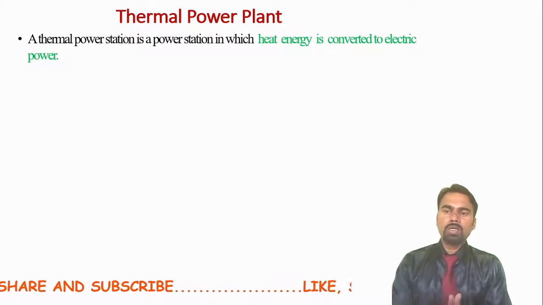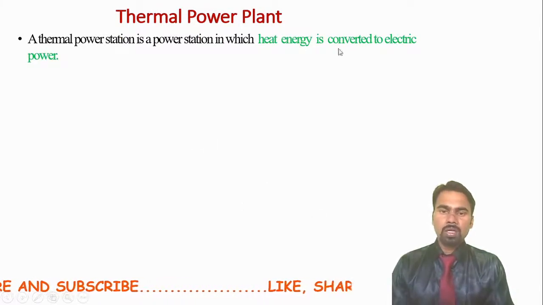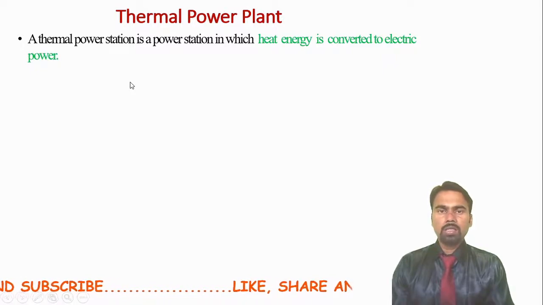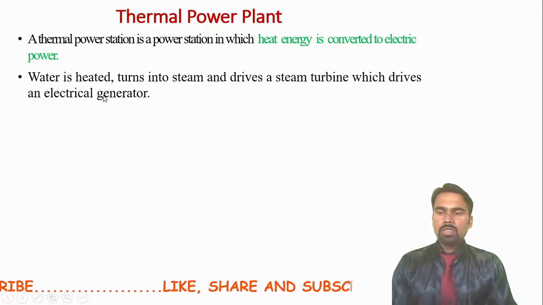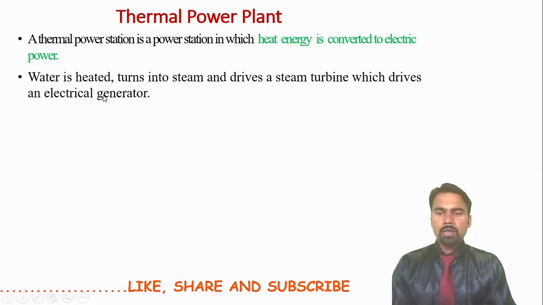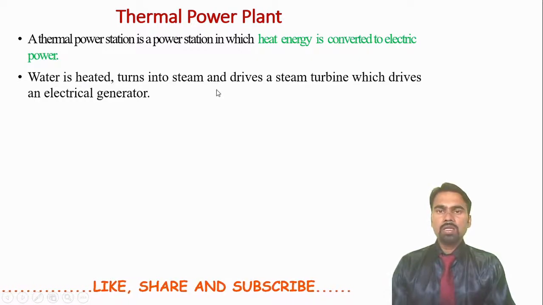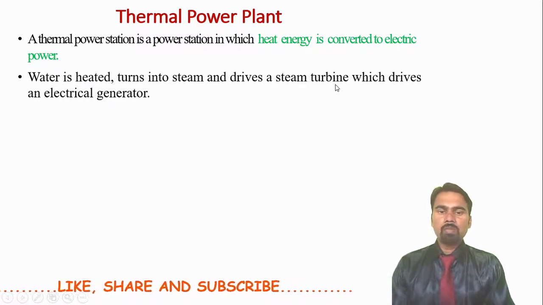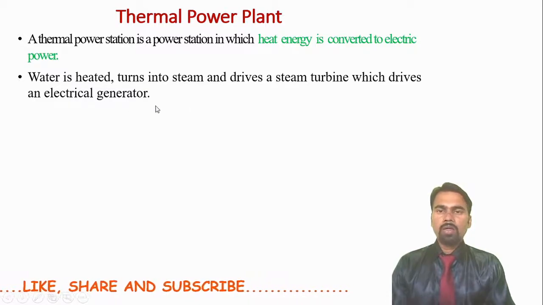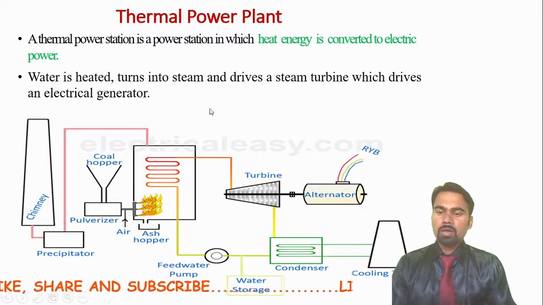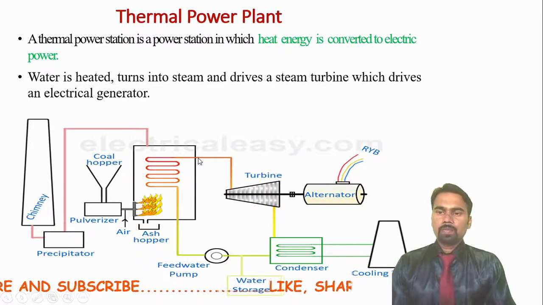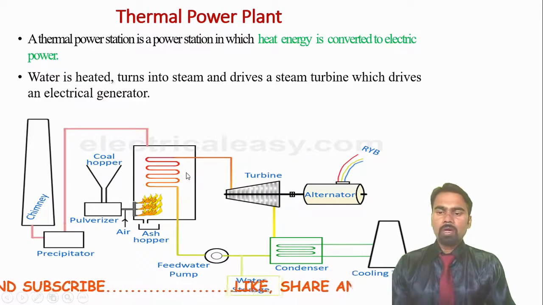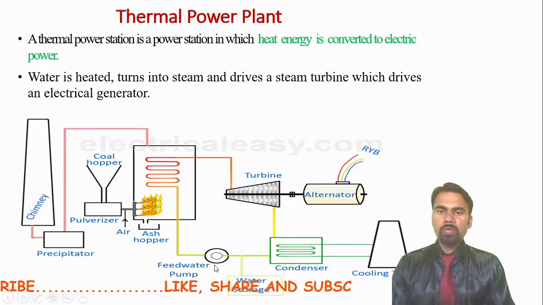Okay, a thermal power station is a power station in which heat energy is converted to electrical energy or power. As I told, water is heated, its temperature increases and conversion of the water into steam takes place. This steam drives the turbine, from which we can obtain the electrical energy. In this diagram you can see the main components of the thermal power plant. The first important component is the boiler, second is the turbine, third is the condenser, and fourth is the feed water pump.